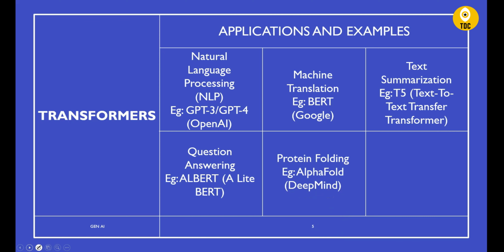So next we have protein folding. The example is AlphaFold, which is developed by DeepMind. AlphaFold uses a transformer-based architecture to predict protein structures with high accuracy. This has been revolutionizing the field of bioinformatics and also helping in drug discovery.